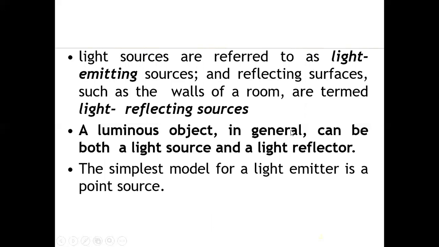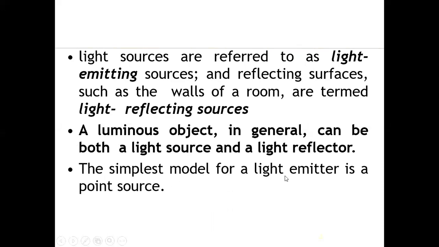So a luminous object in general can be both a light source and a light reflector, right? I can make use of a light source like the sun, bulbs, tube lights, or table lamps. All those are different types of light sources. Or I can have a light reflector, like a mirror which will reflect, in order to illuminate any object.